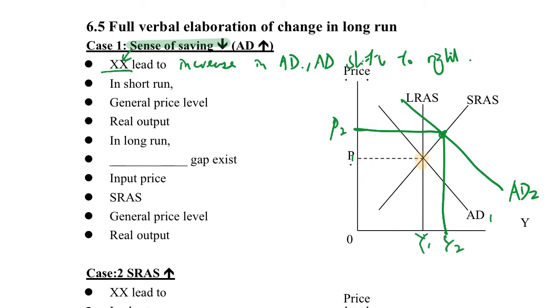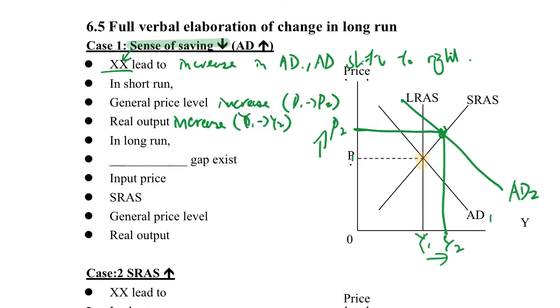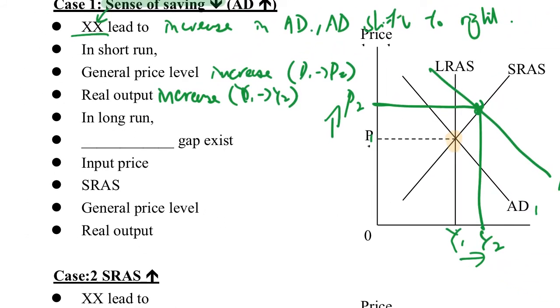Now we are in the short run. Why is it the short run? Because we only talk about the AD and the SRAS, which is the equilibrium. The general price level just increases, P1 to P2, and then the real output increases, Y1 to Y2. Then what happened in the long run?